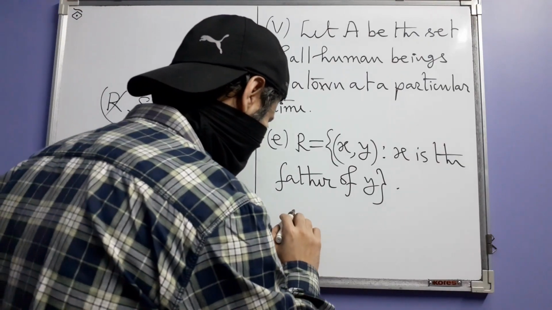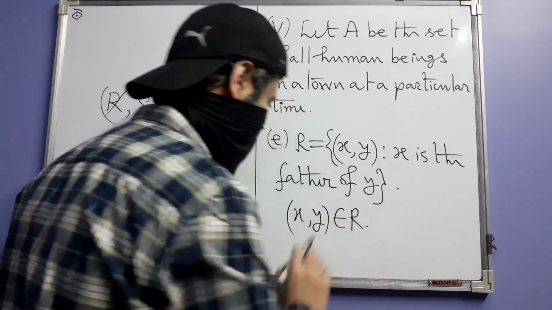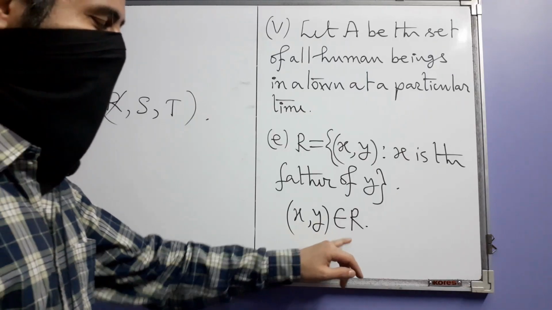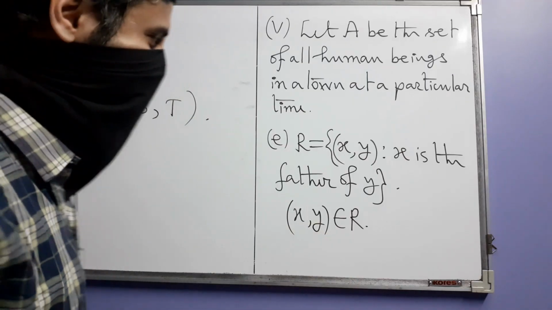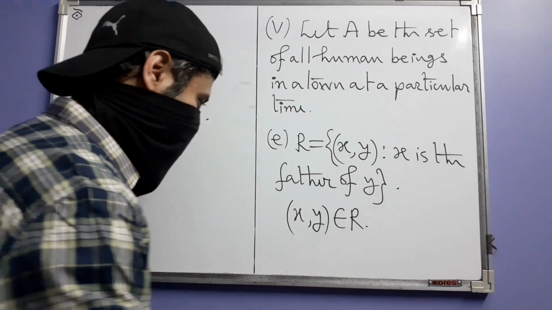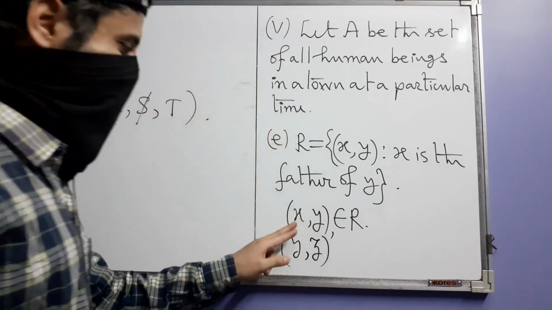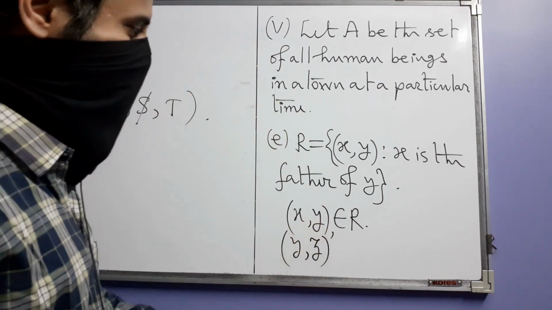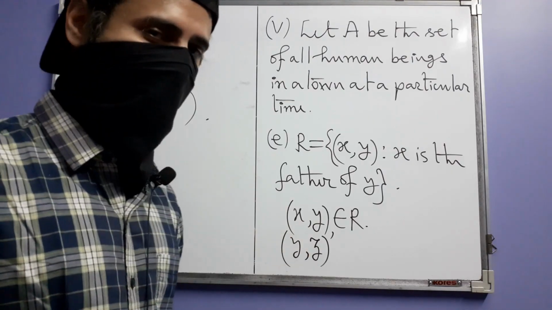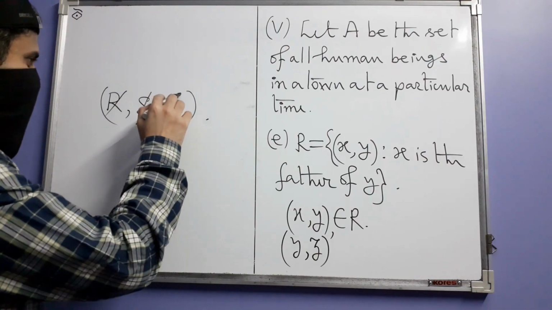What about symmetry? If X is the father of Y, of course, how can then Y also be the father of X? Not symmetric. What about transitivity? If X is the father of Y and Y is the father of Z, then again, how can X be the father of Z? X will be the grandfather of Z, right? So it's not transitive either.